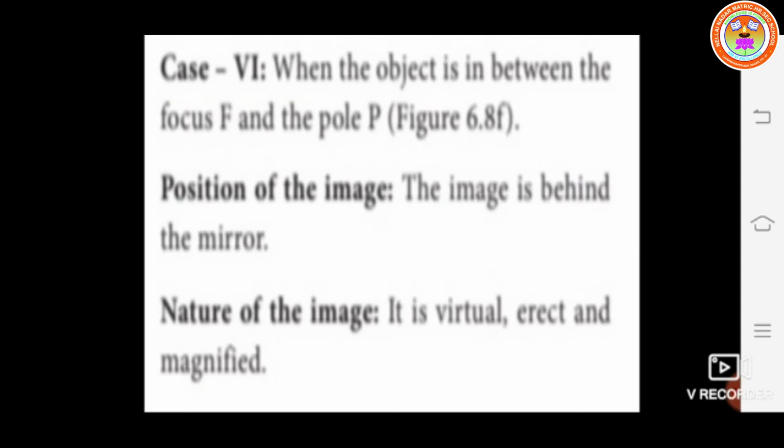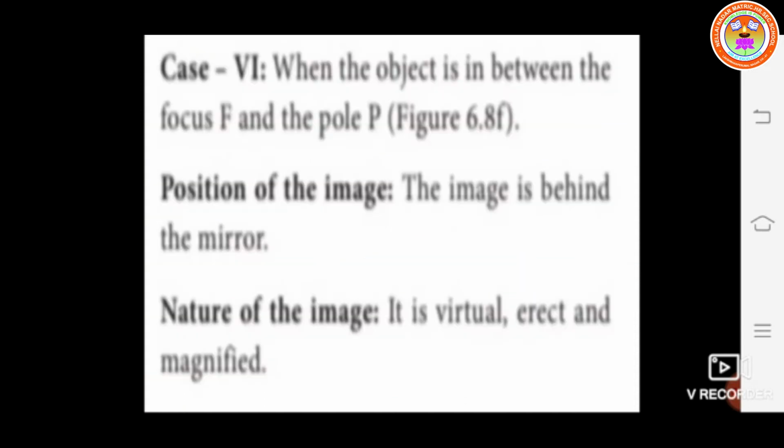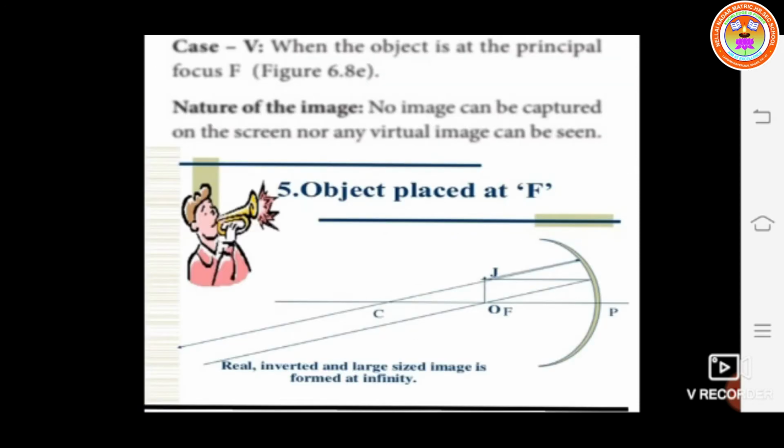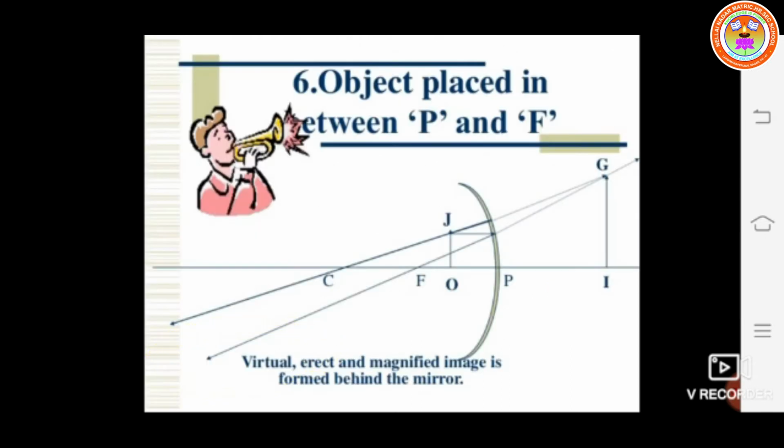Case 6: when the object is in between the focus and the pole P. When the object is placed between the focus and the pole, the image is behind the mirror. The nature of the image is virtual, which in Tamil is Maya Bimbam. It is a virtual, erect and magnified image.